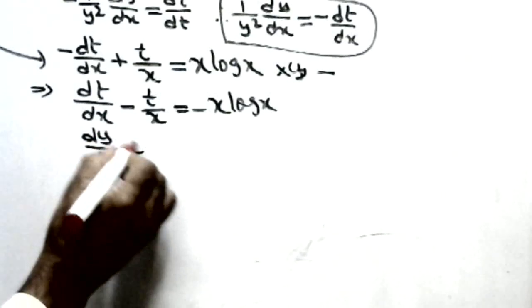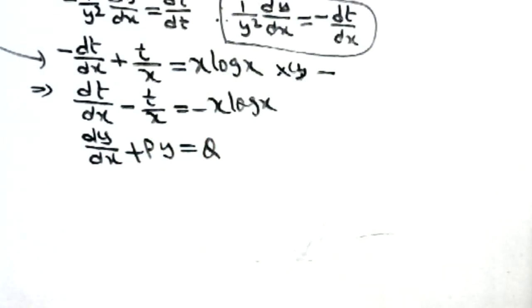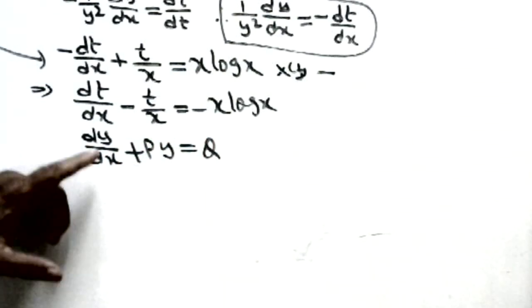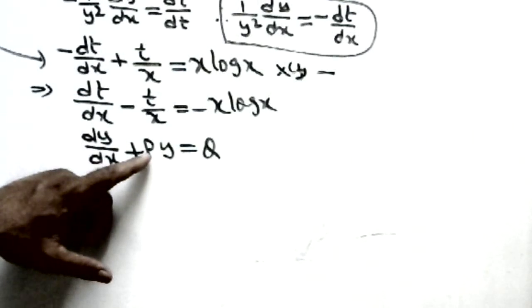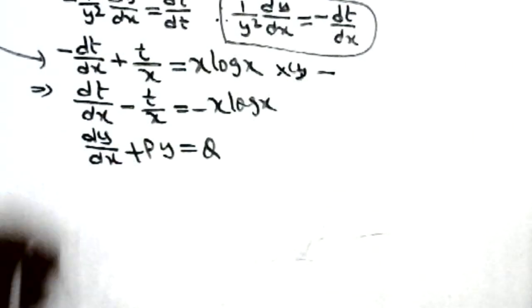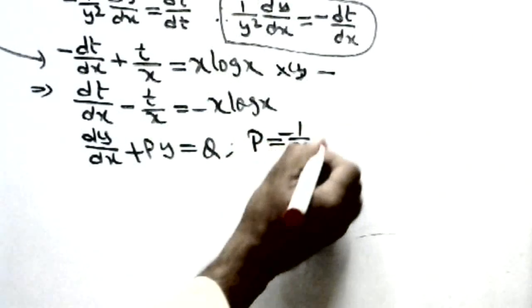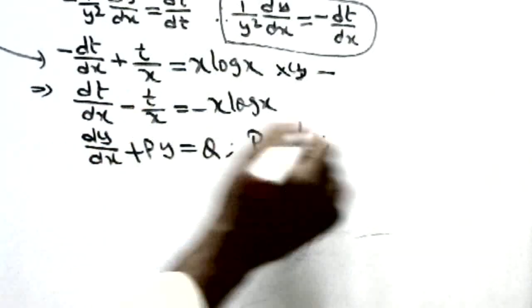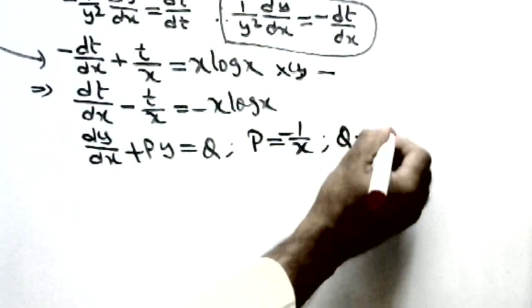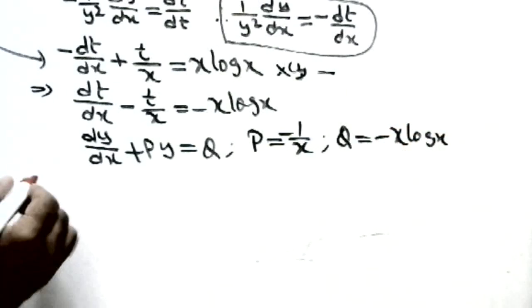Let me compare with the linear equation: dy by dx plus py equals q. This is the linear differential equation. So in place of y we are having t. Compare p: p equals minus 1 by x. And q equals minus x log x.